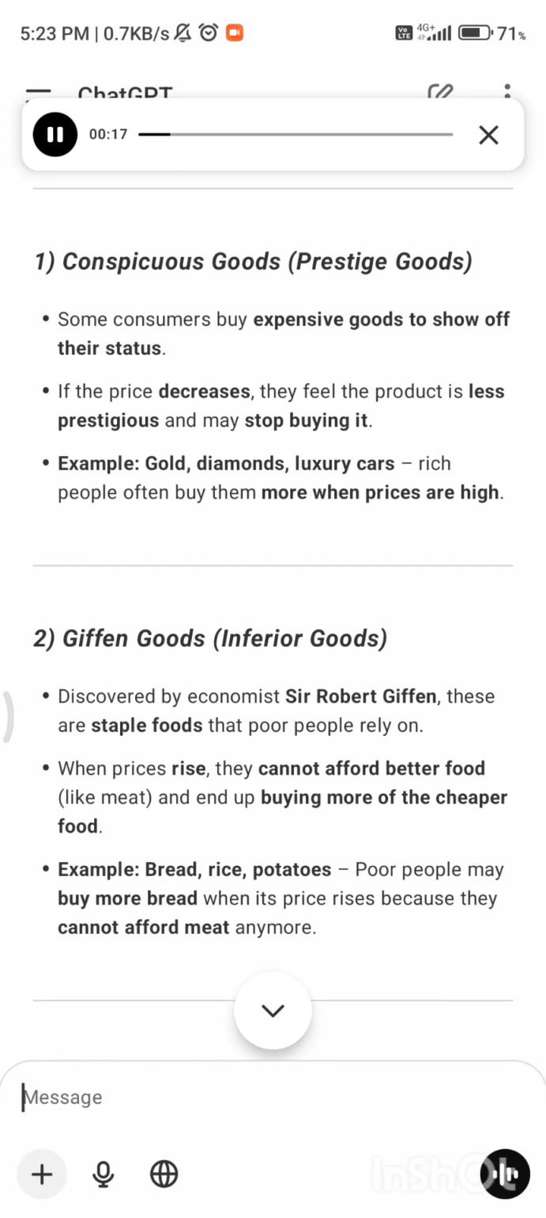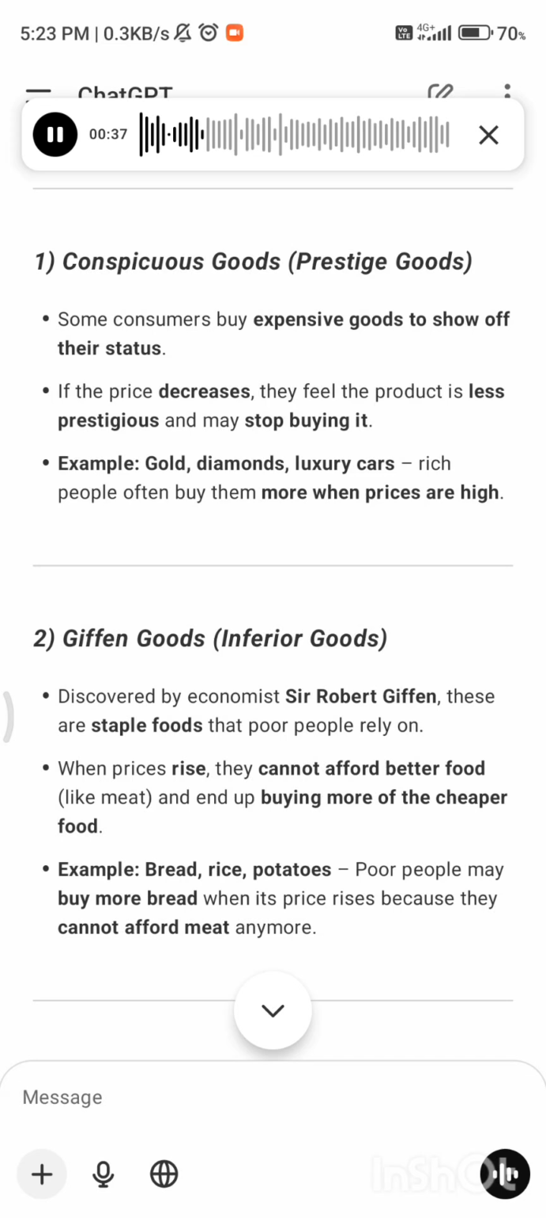1. Conspicuous goods, prestige goods. Some consumers buy expensive goods to show off their status. If the price decreases, they feel the product is less prestigious and may stop buying it. Example, gold, diamonds, luxury cars. Rich people often buy them more when prices are high.